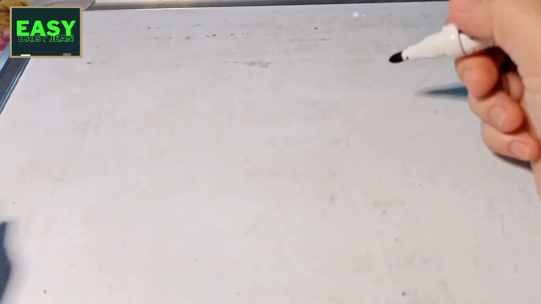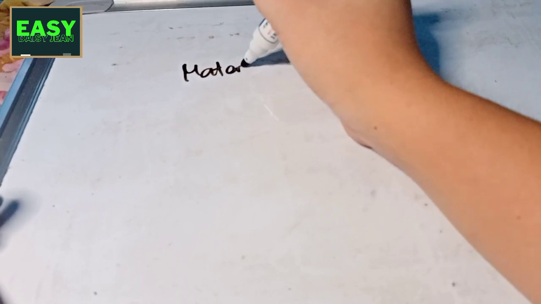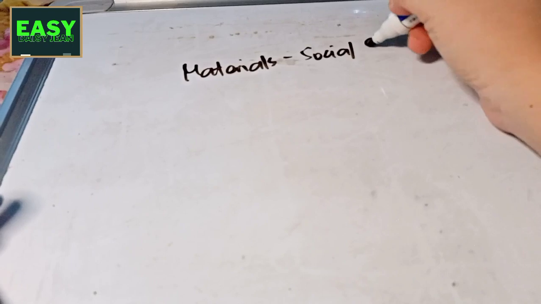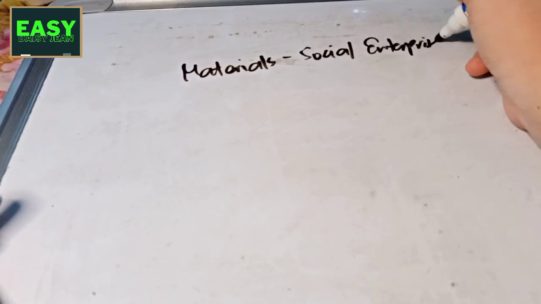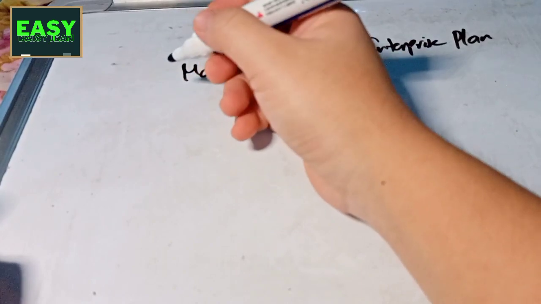Hello everyone. This video pertains to the explanation of what you are to put in your financial plan on your activity, the social enterprise plan. First, you are to identify the materials you are to use on your social enterprise plan. Now I will be giving you an example.